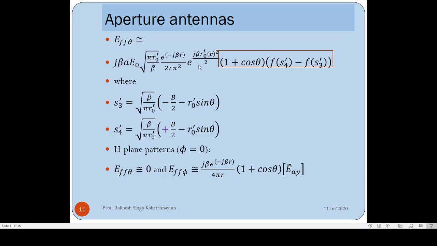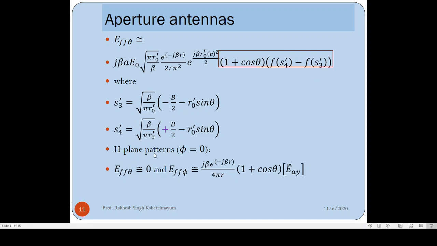But look at this term. If you want to find the amplitude of this exponential j beta, this term will become 1. That's why I have neglected it. If I am interested in the amplitude of the field, only these two terms, 1 plus cosine theta and fs4 dash minus fs3 dash term, will contribute in the radiation pattern of the E-plane sectoral horn antenna for phi equal to pi by 2. So later on I am going to give you an assignment to plot these radiation patterns.